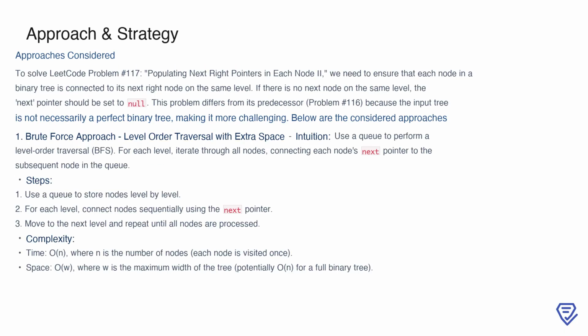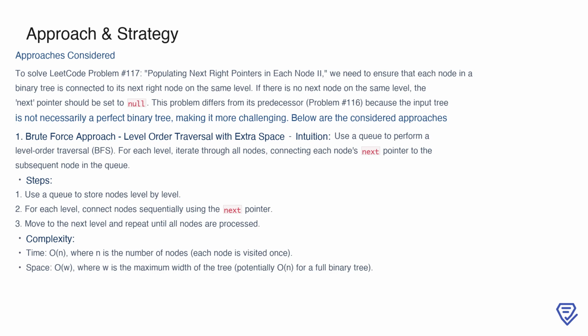To solve problem number 117, our goal is to link each node in a binary tree to its next right node on the same level. If there's no adjacent node, the next pointer should point to null. Unlike problem number 116, the tree here isn't guaranteed to be a perfect binary tree, which introduces additional complexity.